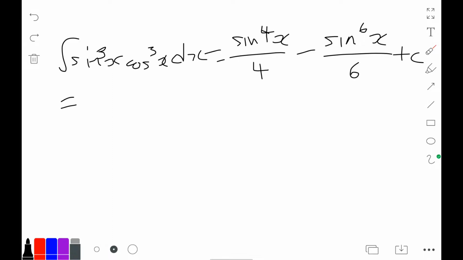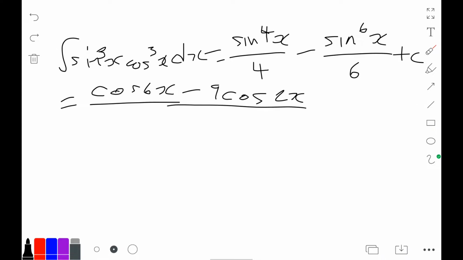So that's the answer. So sometimes you can rewrite it this way. If you are good with mathematics, you can work it out, but it's unnecessary. If you get this answer, cos of 6x over, minus 9 cos 2x over 192 plus c, this is the same. These answers are the same. When you solve them, you will get it.